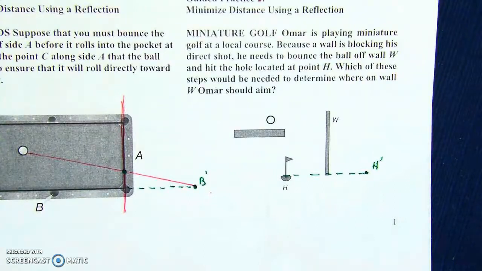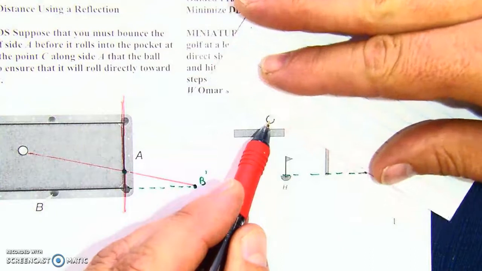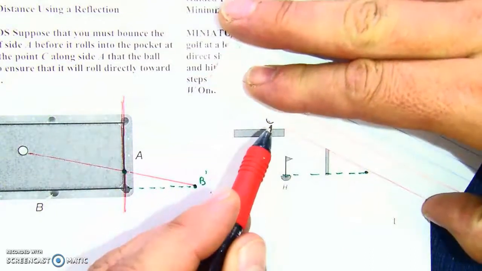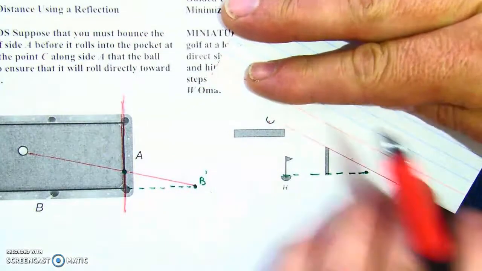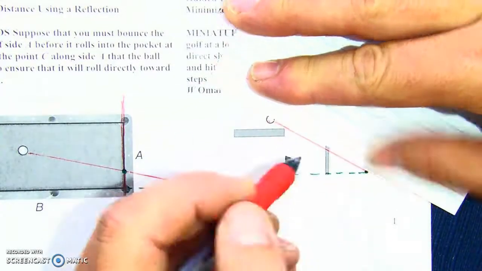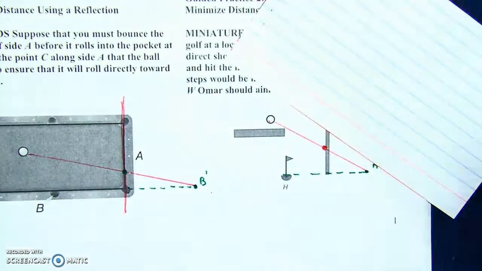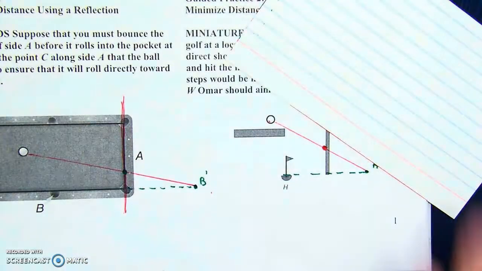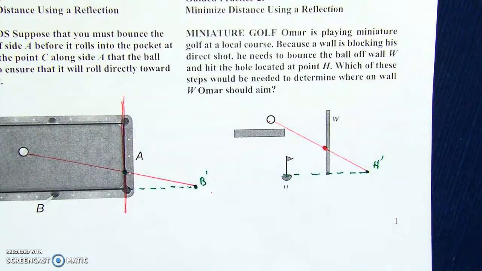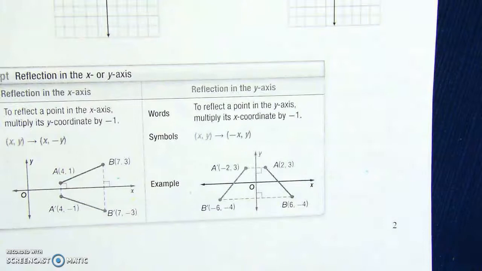And then the next thing we do is, where we head with the ball, we need to go from the ball to the point that we just created, H prime, and the point where we need to make contact on the wall is right there. Okay, pretty cool stuff, huh? All right, hope you guys can get the general idea about what we're doing with reflections in order to be able to make that happen. We're all good there. All righty, let's go ahead and go to the next page.